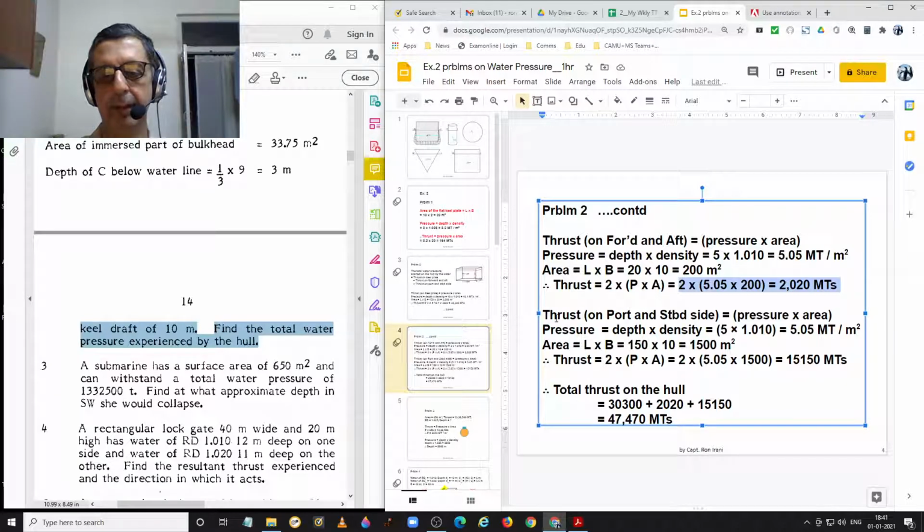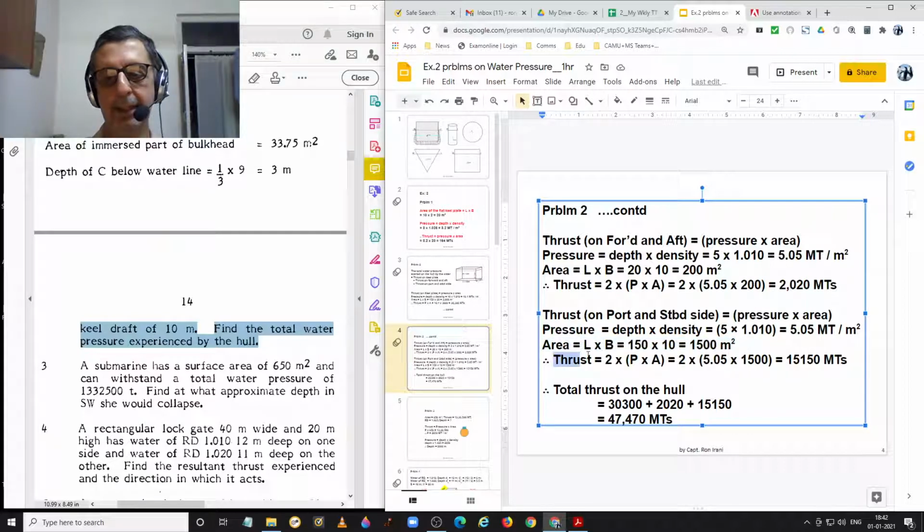Now we calculate the pressure and thrust for the side hull on the port and starboard sides. Pressure is equal to depth into density. Again we take it at half the draft, that is 5 into 1.010, equal to 5.05 metric tons per square meter. Area of the hull on any one side is equal to length into breadth, 150 times 10, equal to 1500 square meters.